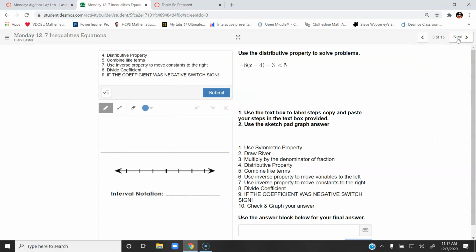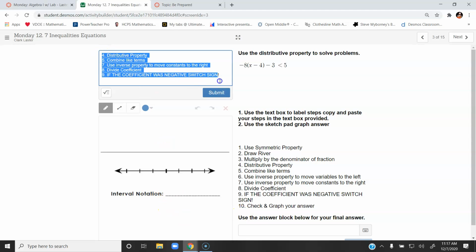So what do I do next? Next, there's a lot of information on this page. Up here in this corner, you're going to use my steps to tell me how I would solve this problem. To solve it, I'll use the distributive property. I'll combine like terms. I'll use the inverse property. I'll divide. And then I'll have to switch the sign because it's a negative.